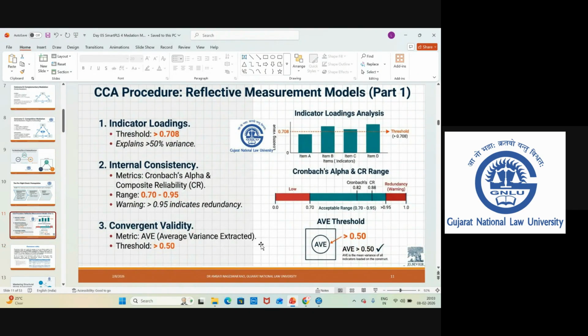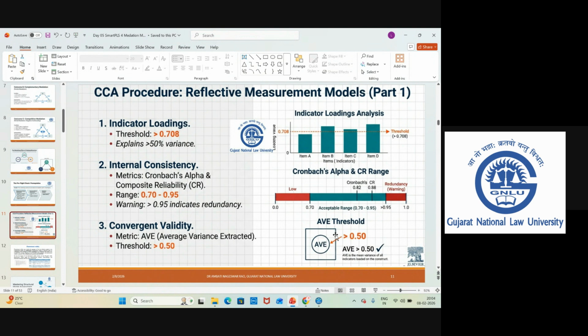So average variance extracted: we are trying to measure the entire construct after looking at each and every indicator, factor loading plus error of variance. We are going to calculate average variance extracted. If you require more details, please check the detail session. I have given the formula. We have looked at step by step how to calculate the average variance extracted.